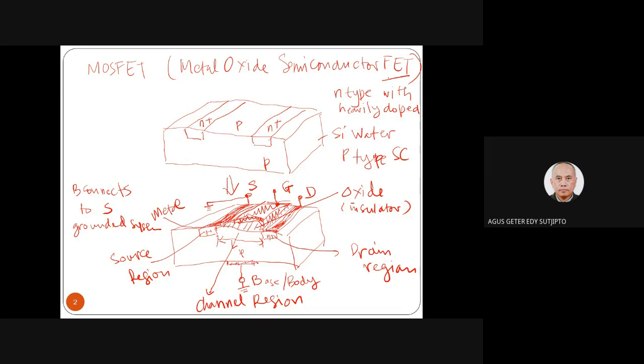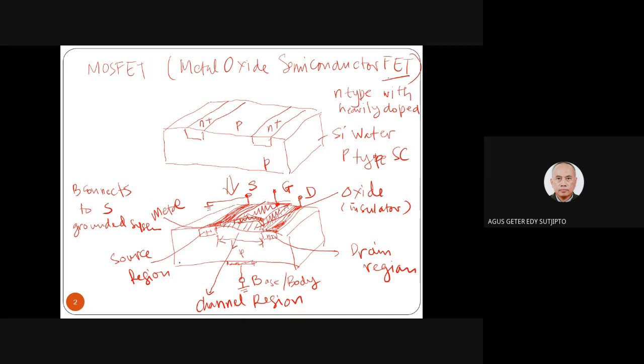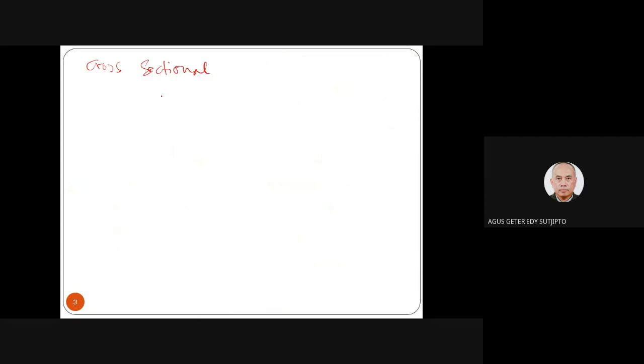Okay, so how can it work? Now we draw the cross-sectional view. We can make this into such a figure. If we see from this view, then we can draw the construction of the MOSFET like in this figure.